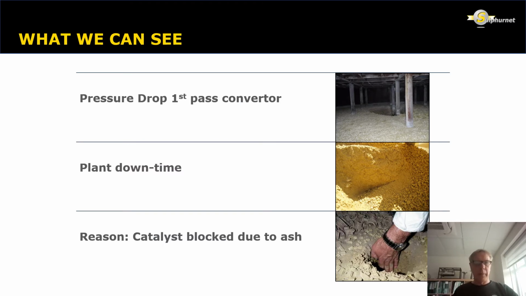But on the first bed, you will see that there is a pressure drop on the first bed of the converter. The reason for this increasing pressure drop is that the catalyst is blocked by the ashes which are present in the sulfur. This pressure drop causes plant downtime because you have to shut down the plant.